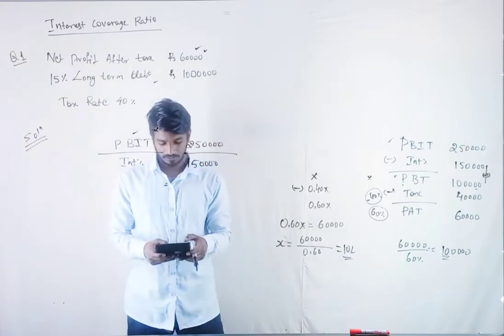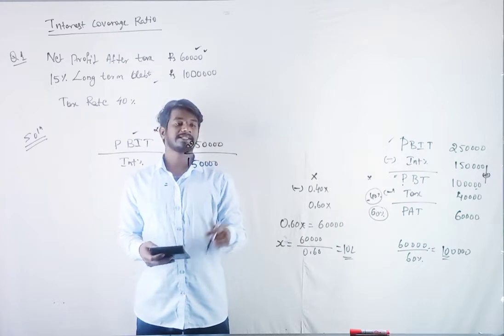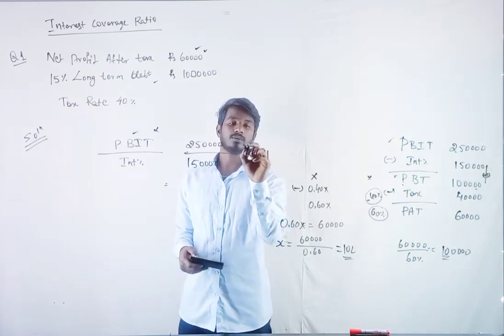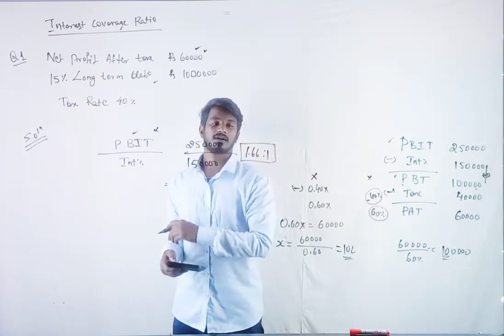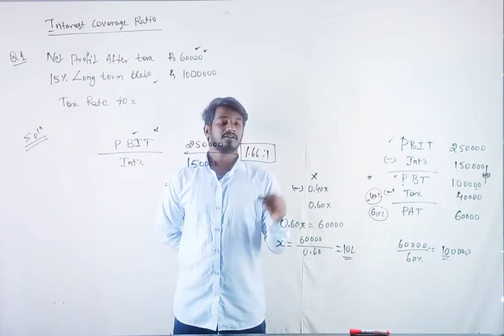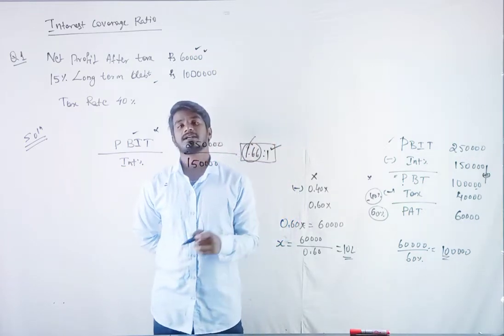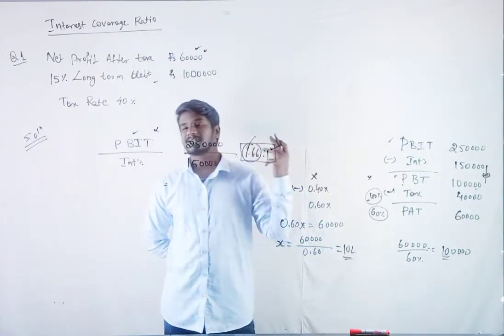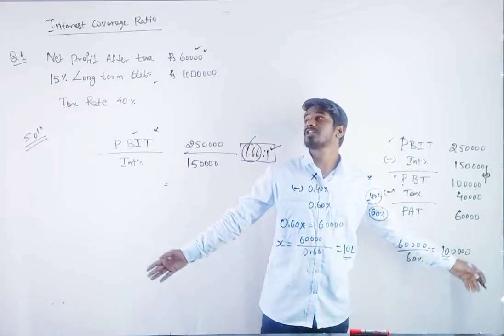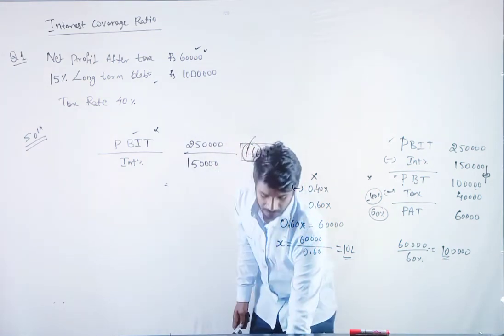What is the result? 2 lakh 50,000 divided by 1 lakh 50,000 is 1.66, that is 1.66 to 1. What we can understand here is, if we pay interest of rupees 1, we are earning 1.66 rupees. Not much profit, but still okay. We have completed this question, and we'll move on to the next topic.